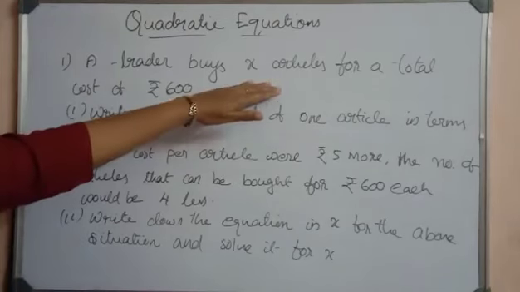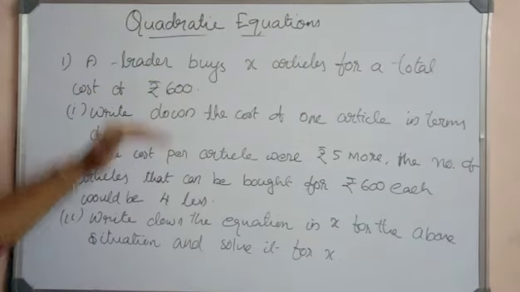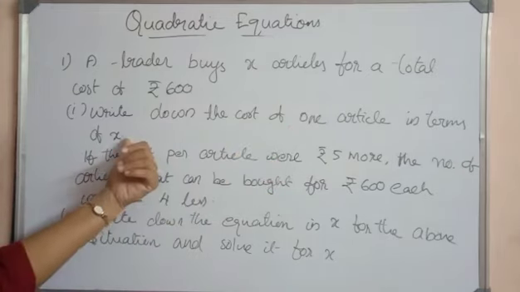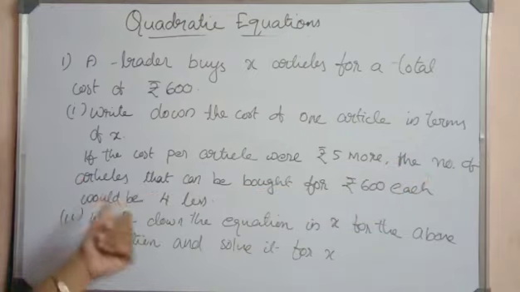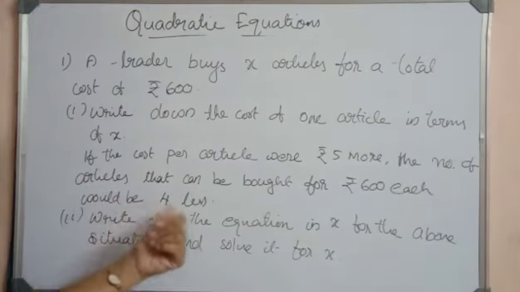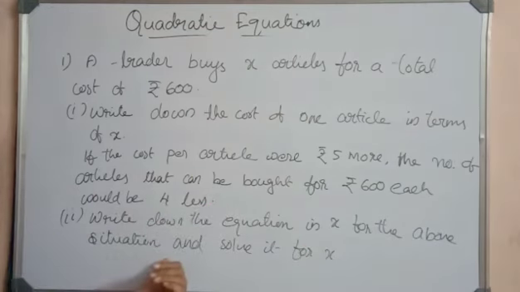Now this question is for you. A trader buys x articles for a total cost of rupees 600. Write down the cost of one article in terms of x. If the cost per article were rupees 5 more, the number of articles that can be bought for rupees 600 would be 4 less. Write down the equation in x for the above situation and solve it for x. Solve it and let me know the answer.